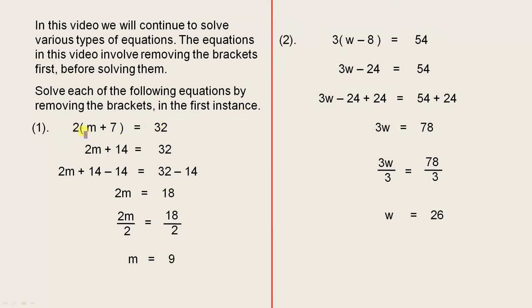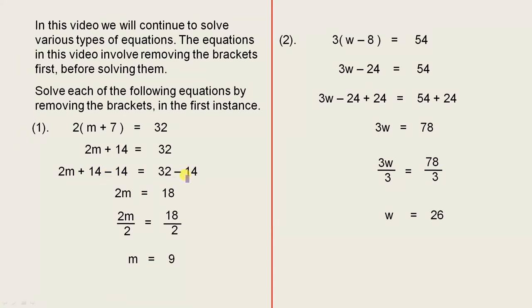Number 1. 2 outside of m plus 7 equals 32. So we expand here. We've seen in previous videos how to do that. 2m plus 14 equals 32. Because that's a plus sign, we subtract 14 from both sides. So we've done that here. The 14s cancel and that leaves us with 2m.